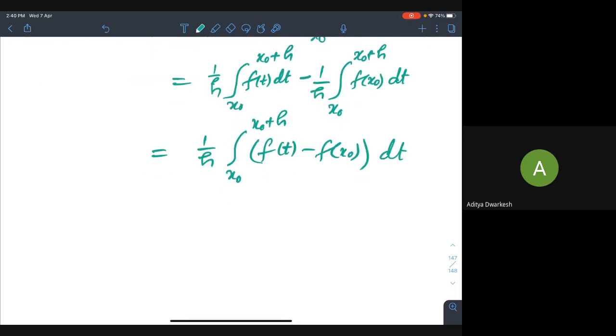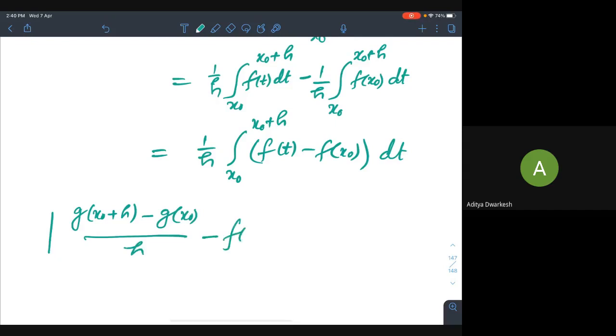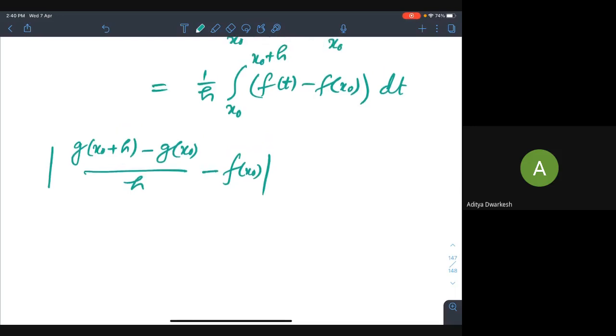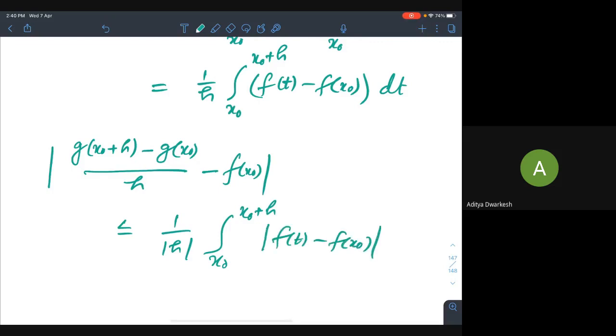Right? Now you look at the modulus of g of x naught plus h minus g of x naught, over h, minus f of x naught. So this one is less than or equal to 1 over mod h, integration from x naught to x naught plus h, of the mod of f of t minus f of x naught dt.